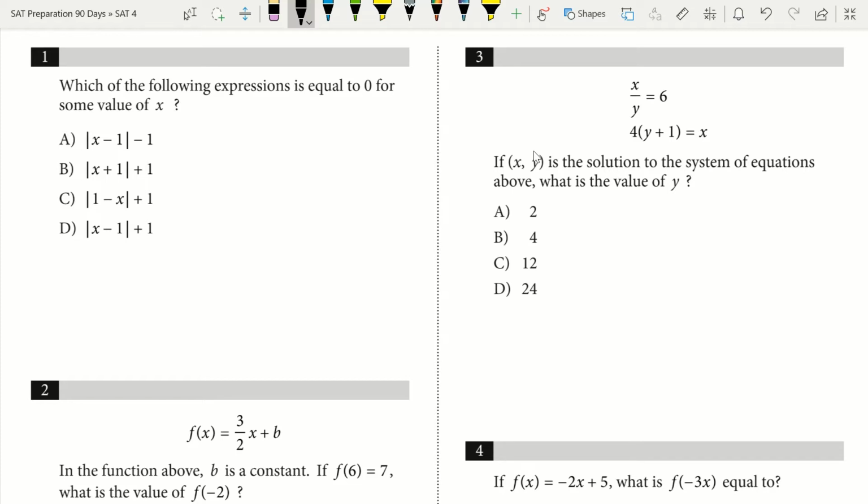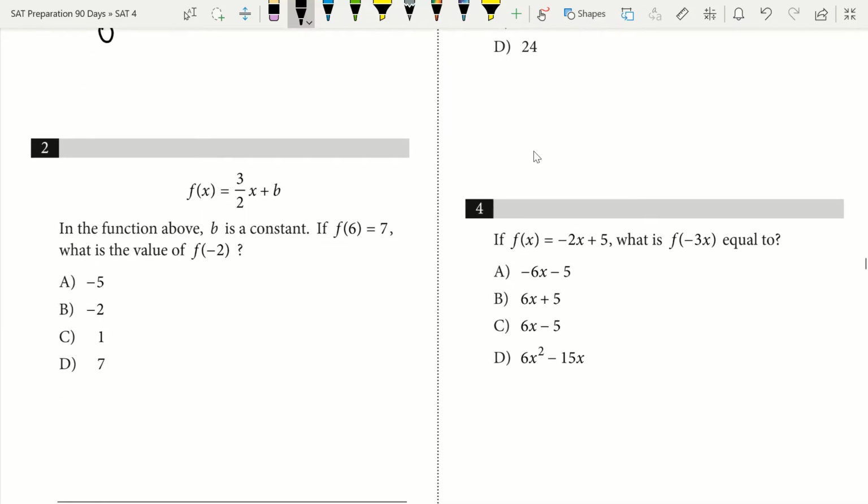So which of the following expressions is equal to 0 for some value of x? Okay, I see I've got absolute value here in B through D. I know that the minimum of absolute value is at 0. Okay, that's its minimum. I see it's got plus 1 right here, which means that it can never equal 0 because at minimum it will always be 1. So all of those are wrong. A is my correct answer there.